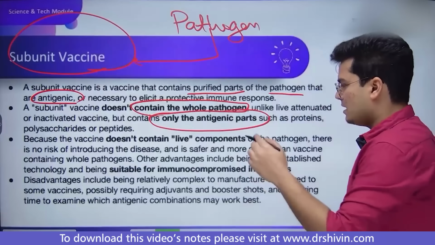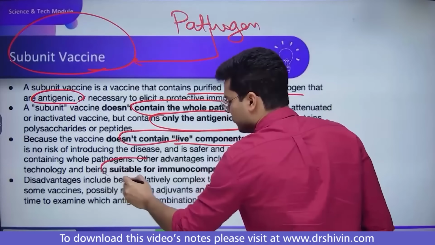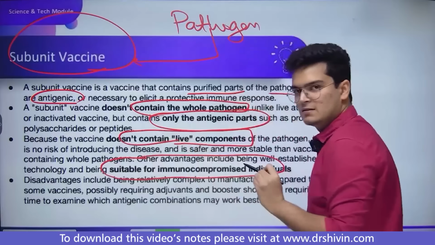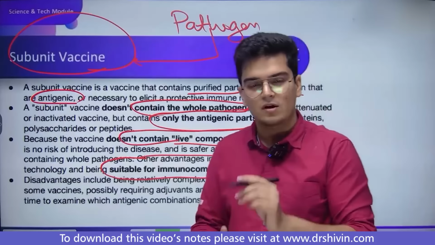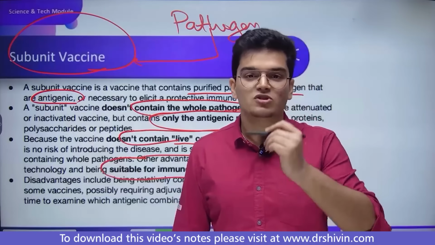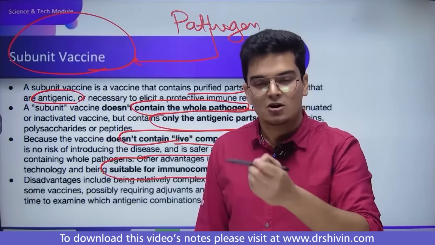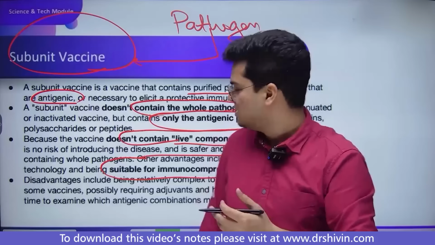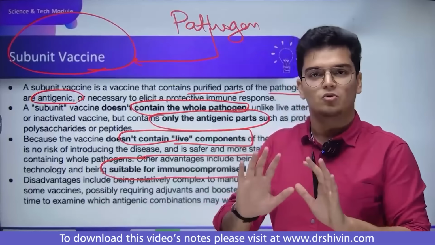vaccines. Now they do not contain any live components, so they are suitable for people who are immunocompromised. Again, word breakdown: immunocompromised means compromised immunity, don't have good immunity. The other term we had studied is immunogenicity. Immunogenicity is the ability of the vaccine to generate an immune response. So immunocompromised, immunogenicity. These are two different terms.